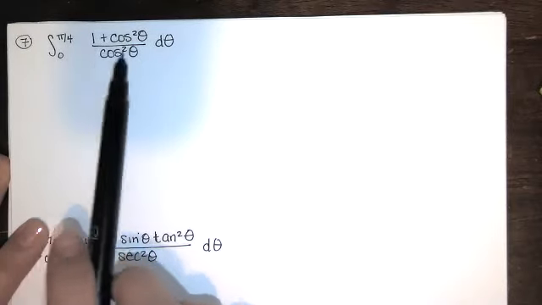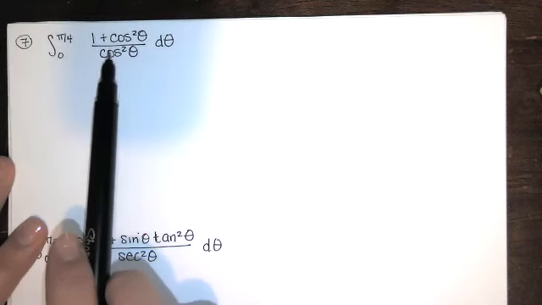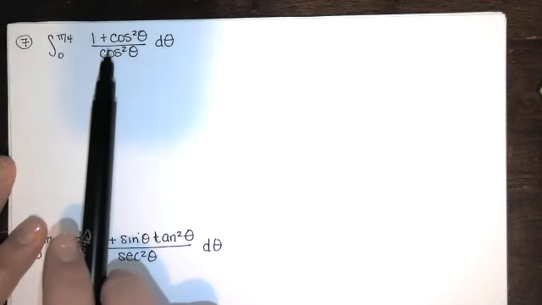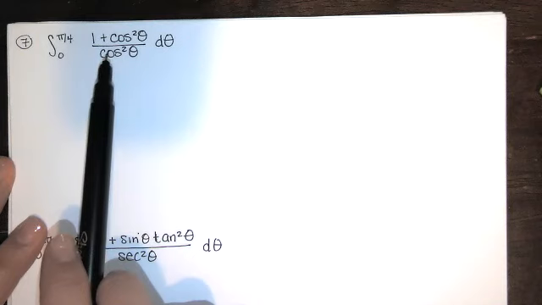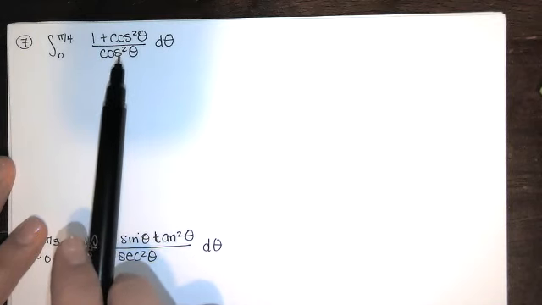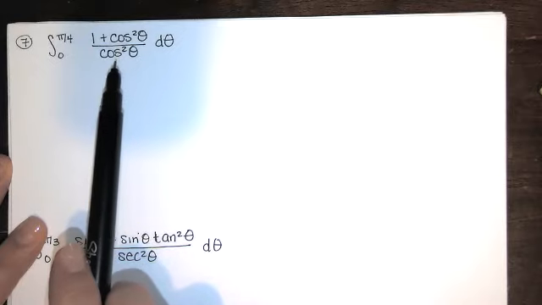But I do have this one term in the denominator, so I can split this up into 2 separate fractions. I can do 1 over cosine squared plus cosine squared over cosine squared, and I know at least cosine squared over cosine squared simplifies pretty nicely. That's a 1. So let's do that. We're separating the numerator.